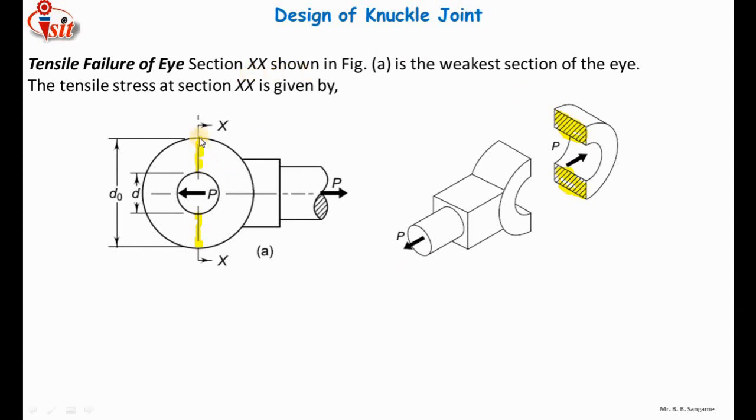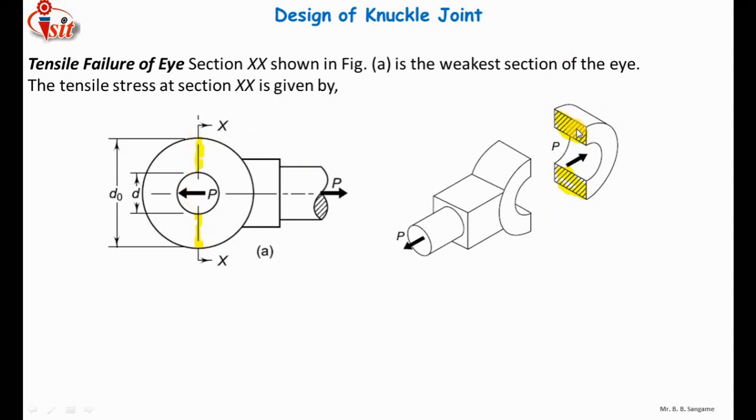Here there is the section XX. I have highlighted the section already. At this section, when you apply a tensile force of magnitude P, there is a possibility of failure of the eye. Here you can see the failure of the eye. So we need to calculate the area under tension. This is the area under tension.